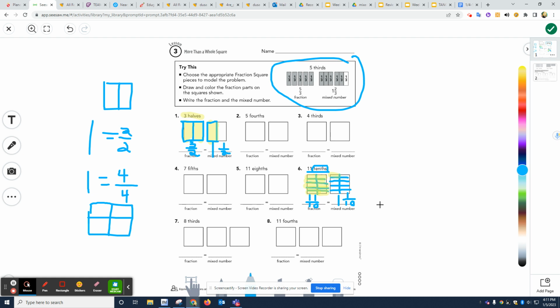I want you to try on your own. The models really help, so do not skip drawing the models. And when you come to the teacher table, you're going to get more practice with this, so just keep that in mind. Good luck.